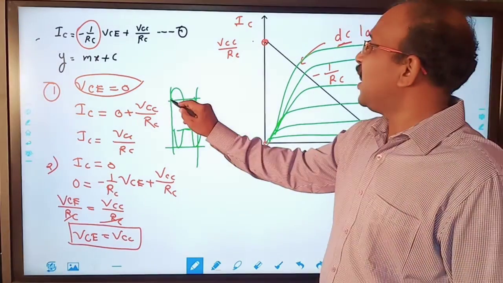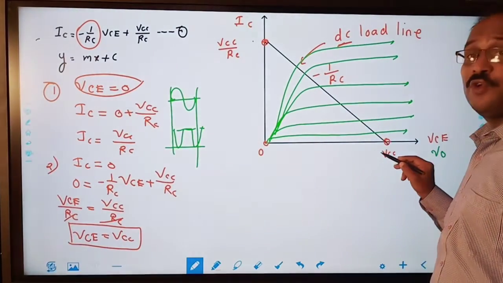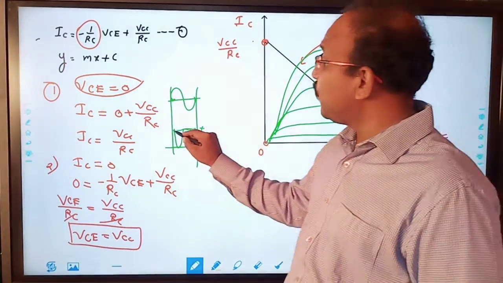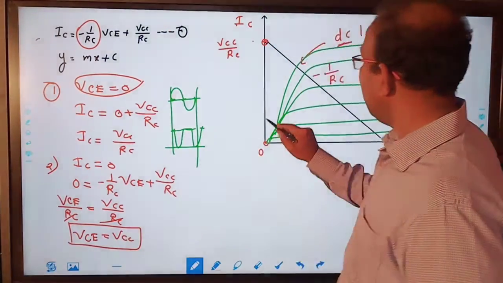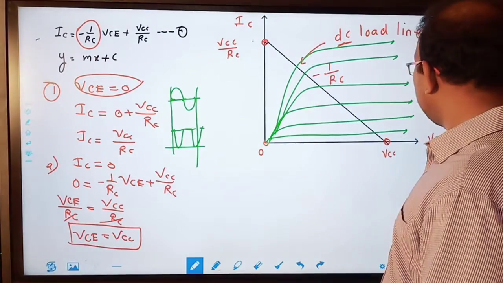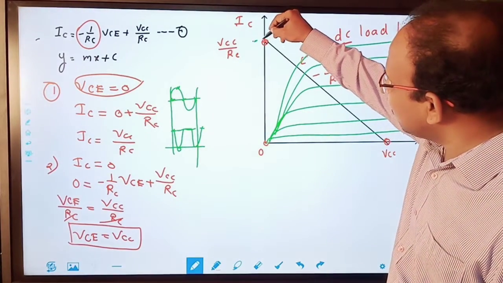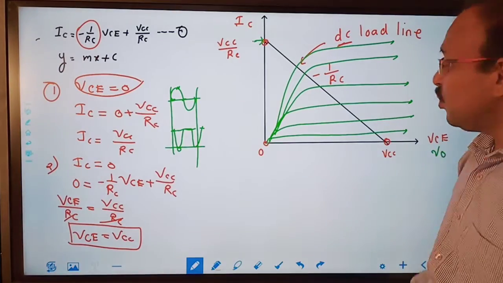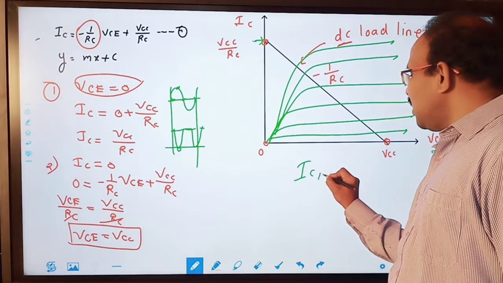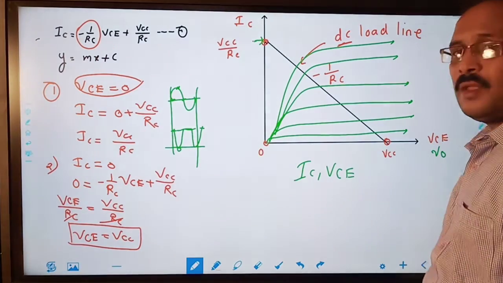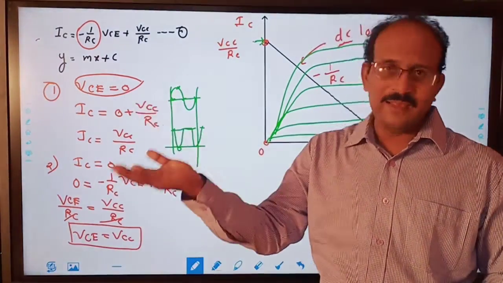So when IB is 0, IC is also 0. At that time, VC is equal to VCC, the output is maximum. And when IC is maximum, VC output is 0, and IB is maximum. Correct? So see this particular variation of IC and VCE, how IC and VCE vary. If IB increases, IC increases, you know.